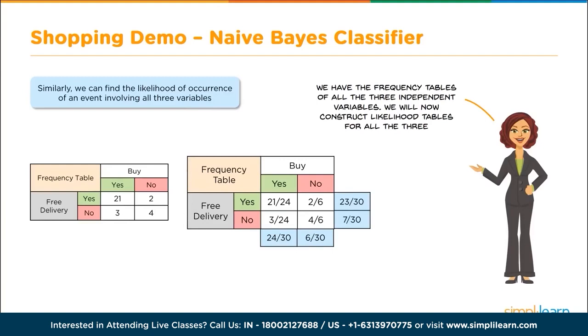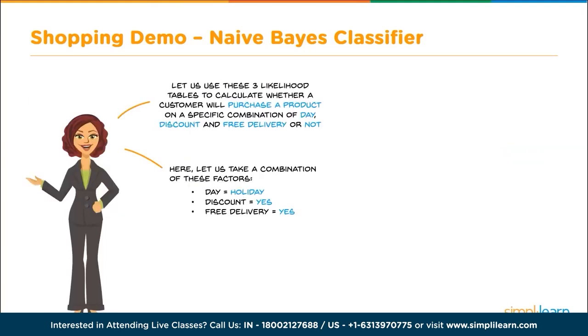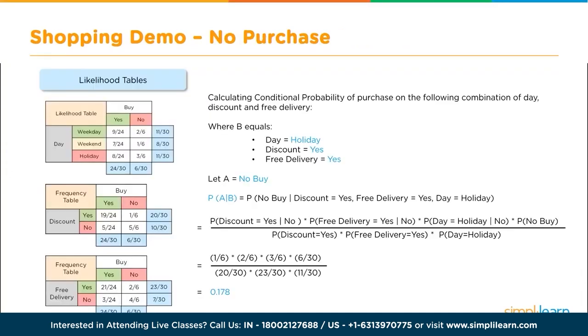And this is where it starts getting really exciting. Let us use these 3 likelihood tables to calculate whether a customer will purchase a product on a specific combination of day, discount, and free delivery, or not purchase. Here, let us take a combination of these factors. Day equals holiday, discount equals yes, free delivery equals yes. Let's dig deeper into the math and actually see what this looks like.